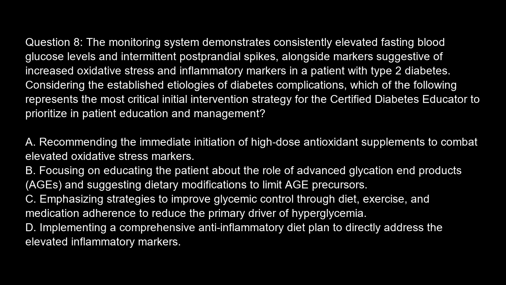Question 8. The monitoring system demonstrates consistently elevated fasting blood glucose levels and intermittent postprandial spikes, alongside markers suggestive of increased oxidative stress and inflammatory markers in a patient with type 2 diabetes.